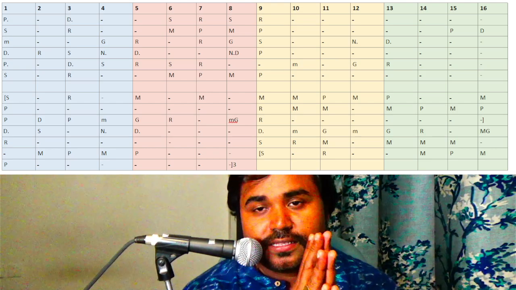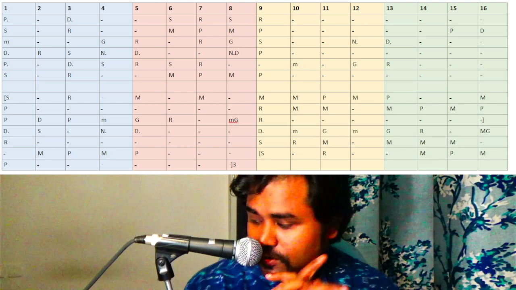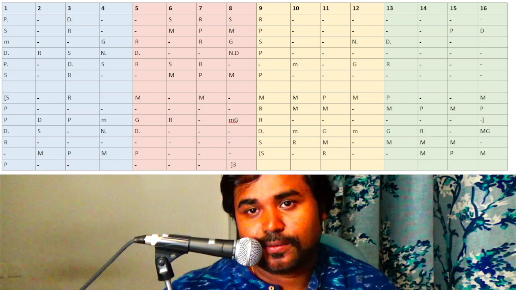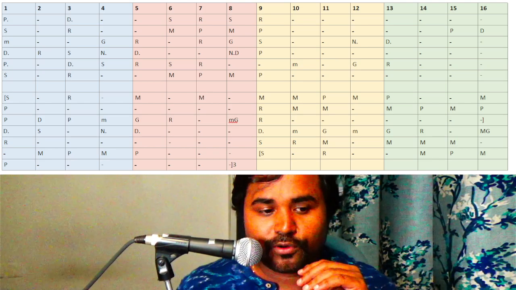So in this song the off beat plays a very important role. So if you want to play these compositions, practice 4/4 rhythm in off beat. That will be helpful for you.